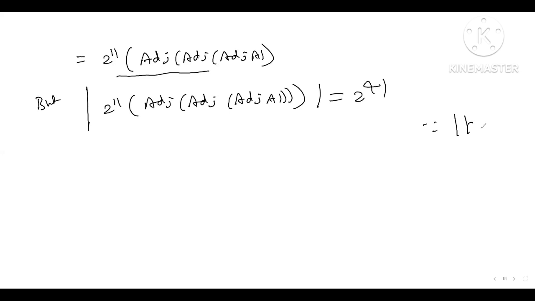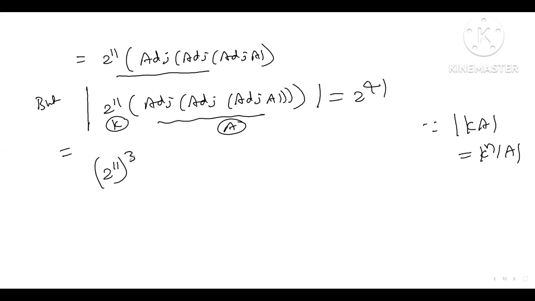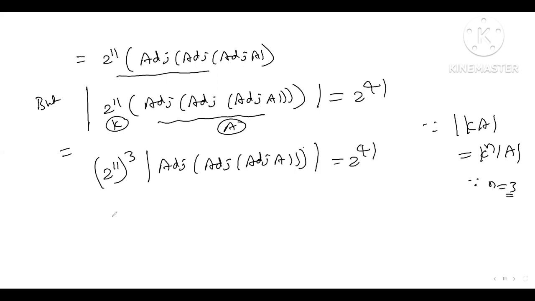Okay, we have one formula, det of kA is equal to k to the power n into det A. Here k value is 2 to the power 11, this total is A. Now applying this formula, 2 to the power 11 whole cube. Why? Because your n value is 3. 2 to the power 11 whole cube into det of adjoint of adjoint of adjoint of A is equal to 2 to the power 41. So this will be 2 to the power 33 into det of adjoint of adjoint of adjoint of A, which is nothing but (det A) to the power (n minus 1) whole cube, is equal to 2 to the power 41, which can be written as 2 to the power 33 into 2 to the power 8. 2 to the power 33 gets cancelled.